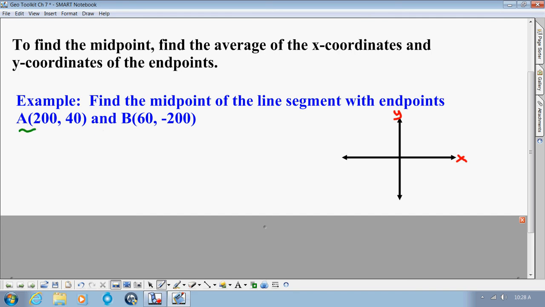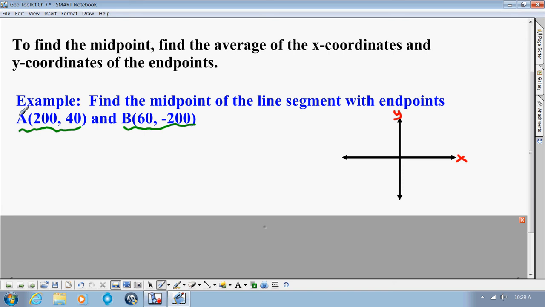Now these coordinates are pretty high. One of them is 200, 40. The other one is 60, negative 200. So if we had graph paper and our scale was set to 1, we wouldn't bother graphing this. That would just be too big of a graph. Now you could of course change your scale, but we're not going to do that here. We're just going to draw a sketch.